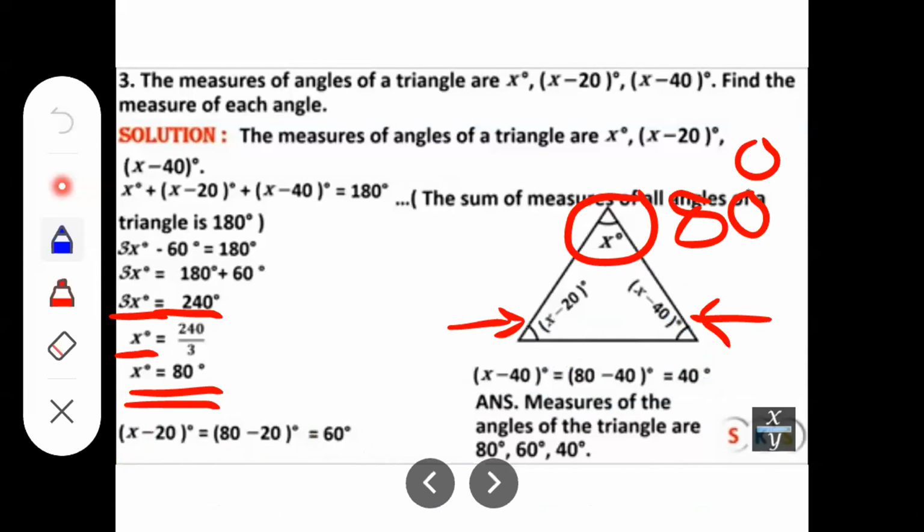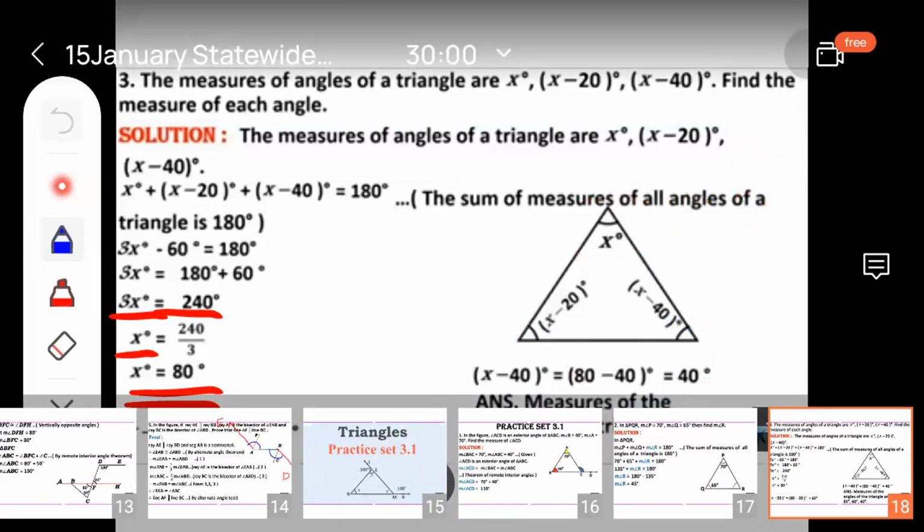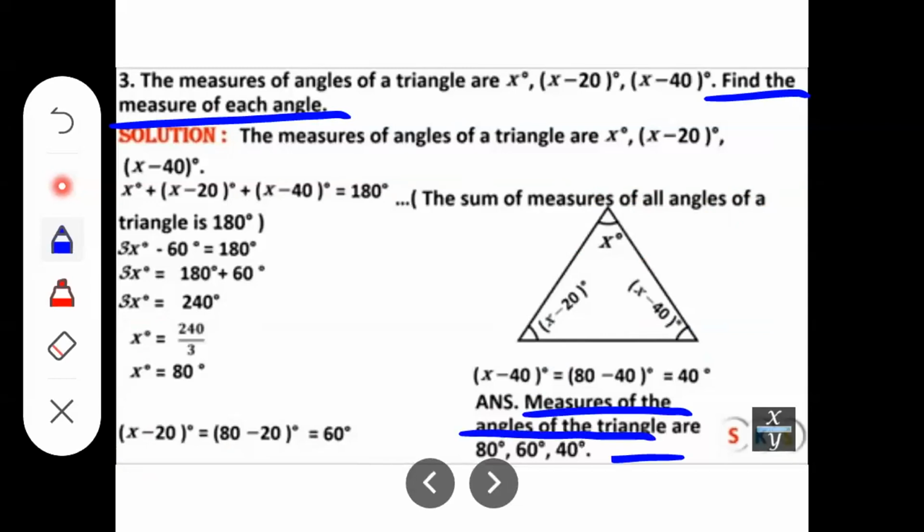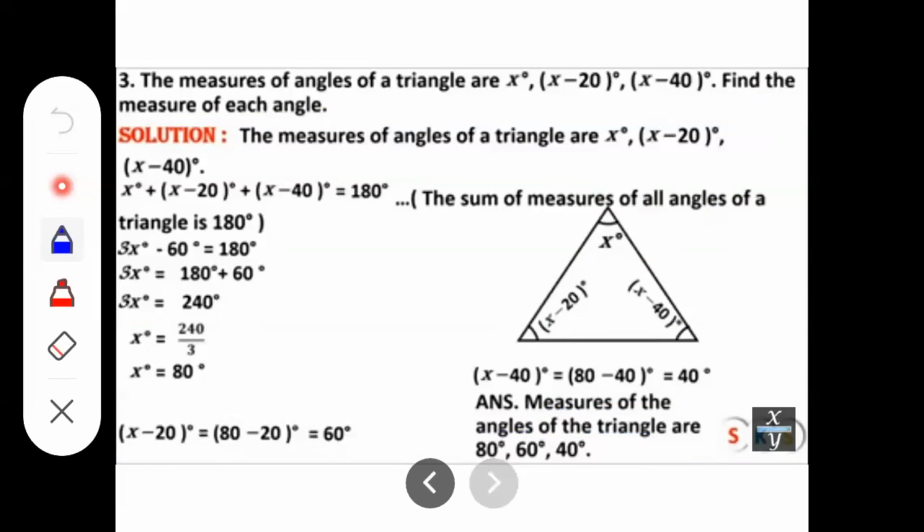Now you have to write the closing statement for the example. So what is the question? Find the measure of each angle. So let's write it: the measures of the angles of the triangle are 80 degree, 60 degree and 40 degree. Yes, understood how to write?